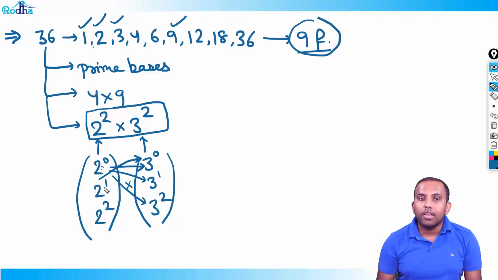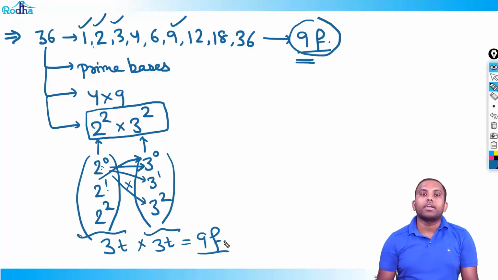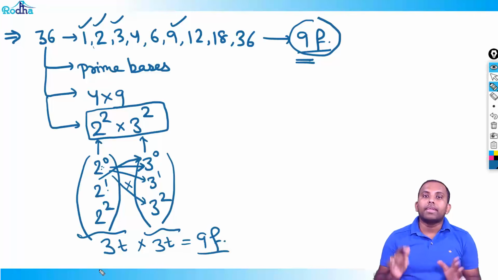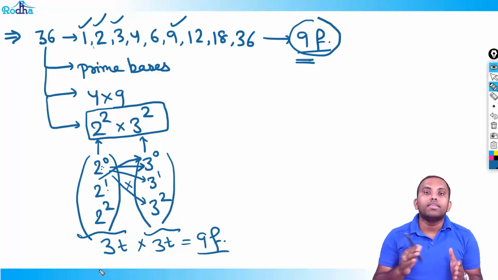So like this, by all these multiplications, how many factors can I get? There are 3 terms here and 3 terms here, so total how many factors will I get? 3 into 3, total 9 factors, right? This is the concept: breaking a number into its prime bases and then forming all the factors.